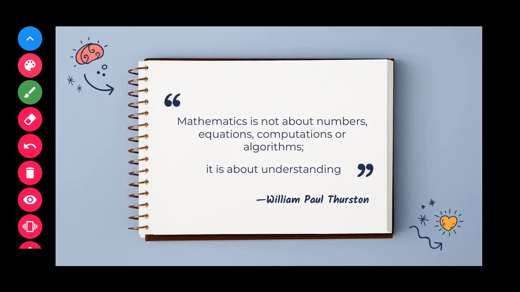A famous saying tells: mathematics is not about numbers, equations, computations or algorithms. It's about understanding. It's a saying by William Paul Thurston. What he means is that whatever you see in your maths textbook, or whatever you read or solve, is not mathematics. What mathematics basically is, is what you understand from that. So try not to study simply, try to solve and understand as much as you can. That is how you get the complete mathematics.